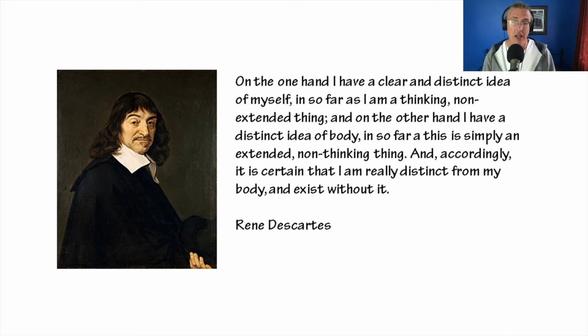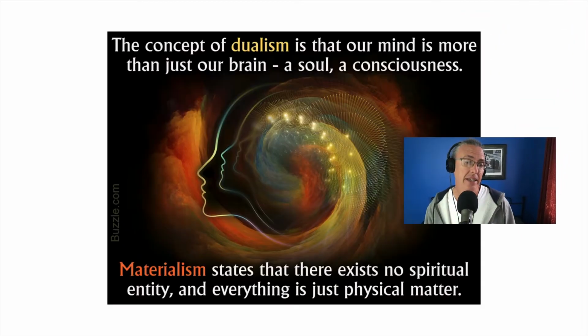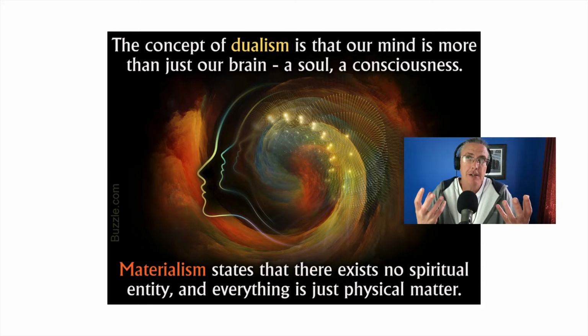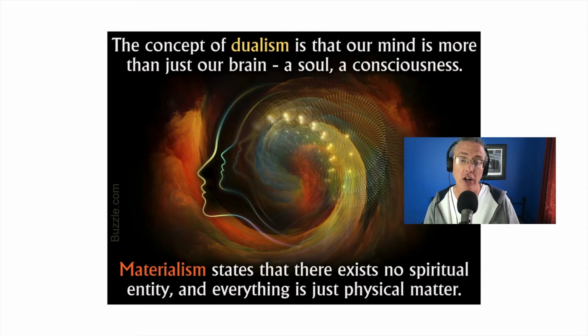Now, following Descartes, a lot of other philosophers pushed things a little further and postulated what's sometimes called materialism. There's a number of materialisms. This isn't how much stuff you own. This materialism is a reaction to dualism. So the concept of dualism is that our mind is more than just our brain, that it's somehow distinct, somehow different from the rest of our body, which is largely just a machine. But materialism states that there exists no spiritual entity, and everything is just physical matter. So to a materialist, we are totally machine. And any sense we might have of a spiritual component or a soul or a consciousness that feels non-physical is an illusion. They would say these things emerge from the working of the machine. They are part of the machine. And therefore, you can apply science to it and understand it.